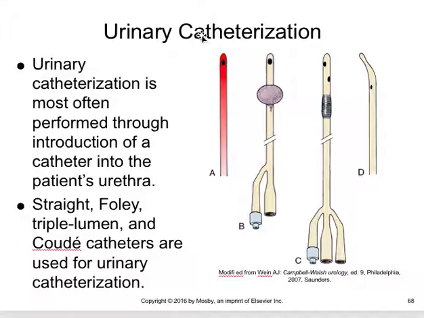So you have a straight, this is just one time in, one time out. You have a Foley, and it has a port to blow up so it can stay in the bladder. You have a triple lumen, and this is used so that you can irrigate the bladder. And you have the coude that has a little bit of a firmer tip that's going to be used for someone who has scar tissue or has a hard time getting up.